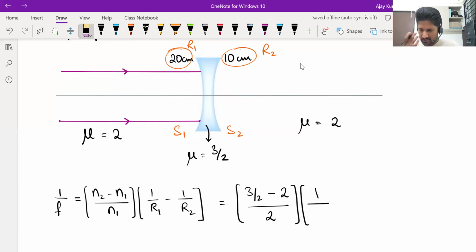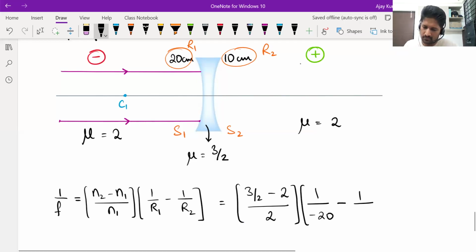Incident rays are coming from the left side, they are going to the right side. So any distance on the right will be considered positive. Any distance to the left will be considered negative. Now tell me whether R1 is positive or negative. R1 is negative. Okay, because the center of curvature of the first surface is on the left side. So you'll have to substitute minus 20. Minus 1 by, what about R2? Positive only, sir. 10. Positive, because the center of curvature of the second surface is on the positive side. So plus 10.